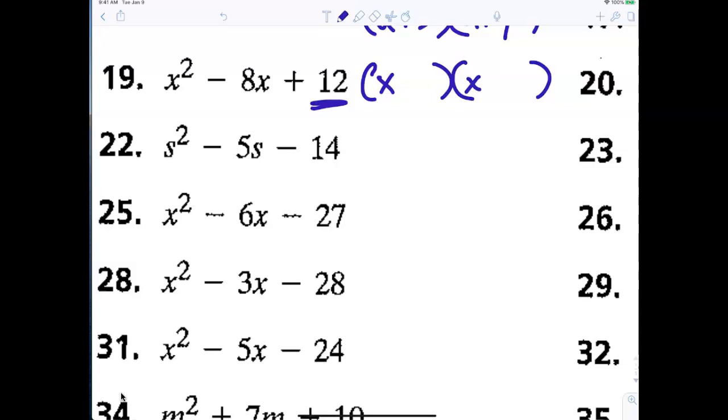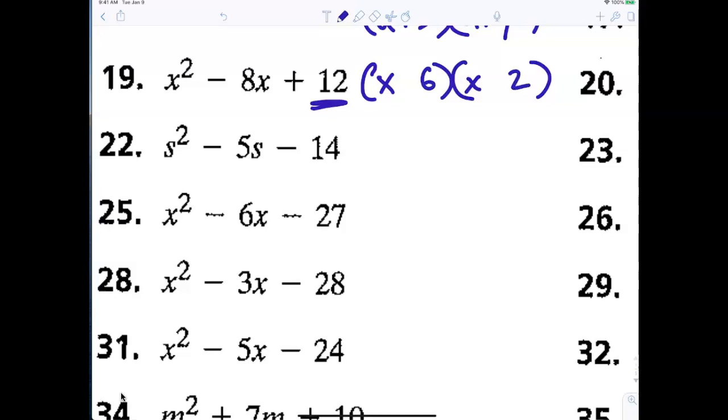No. So what else? 8 and 1. 8 and 1 multiplied together don't make 12. 12 and 1, yes, but 12 and 1 don't make 8. What are the other factors of 12? 6 and 2. Yes, 6 and 2. Here we go. 6 and 2.